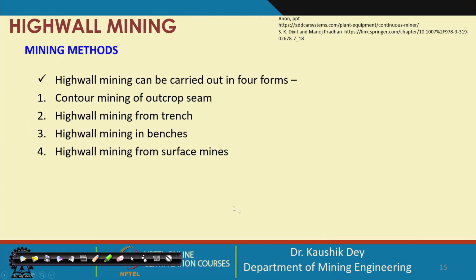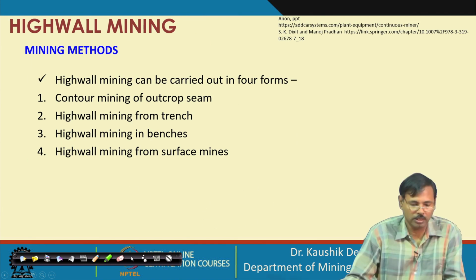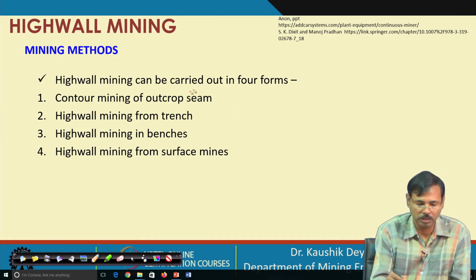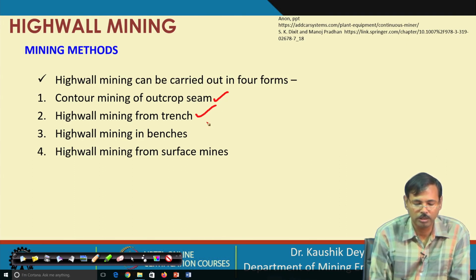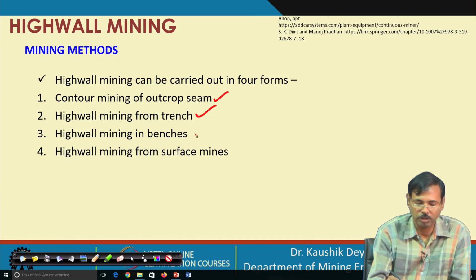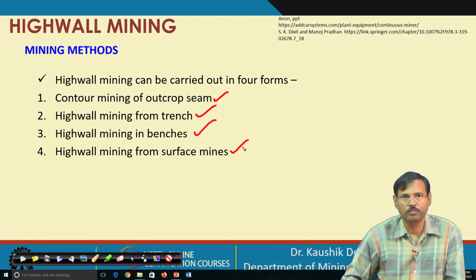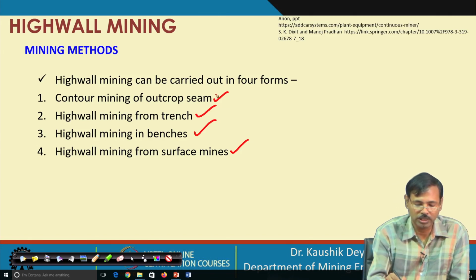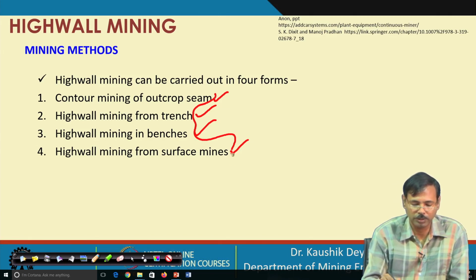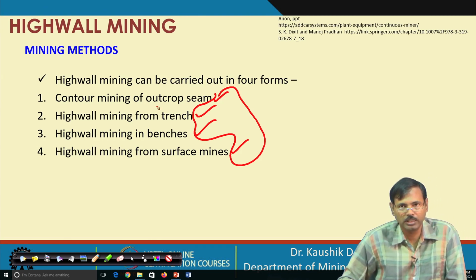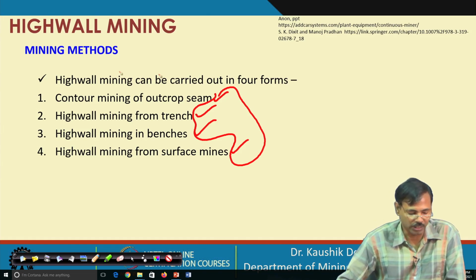So, now let us look into the mining method of high wall mining. High wall mining can be carried out in 4 basic ways, that is the contour mining of the outcrop seam, then high wall mining from trench, high wall mining in benches and high wall mining from surface mine. In this first case, no actual surface mining is carried out, but as the outcrop of the seam is available, high wall mining can be started directly from that.